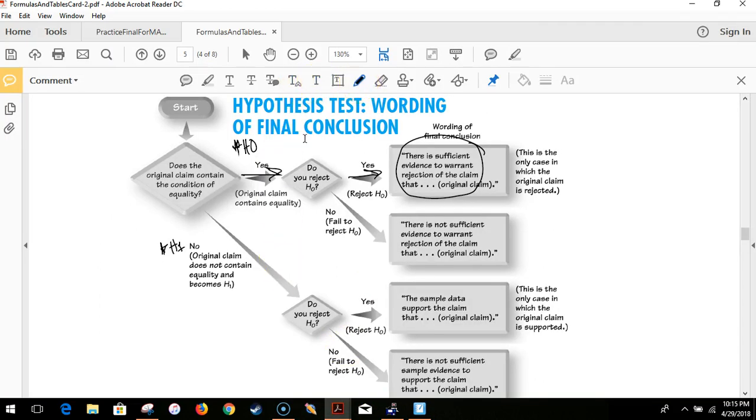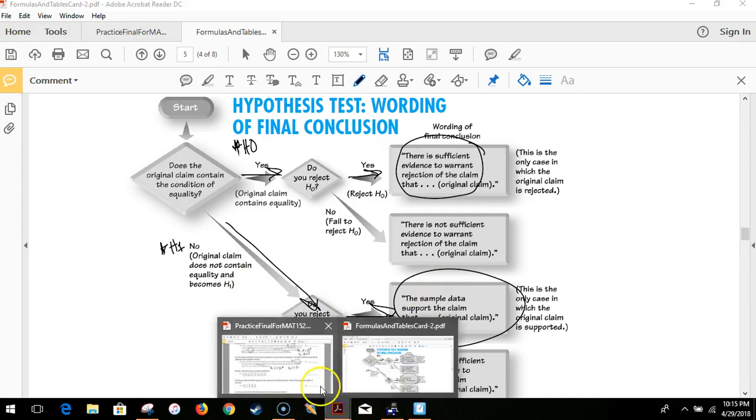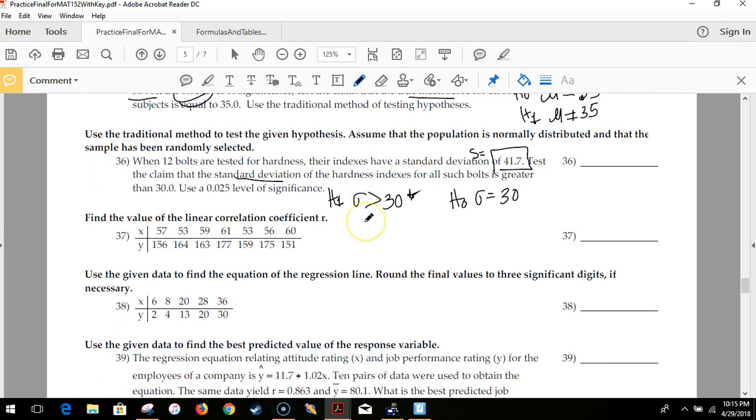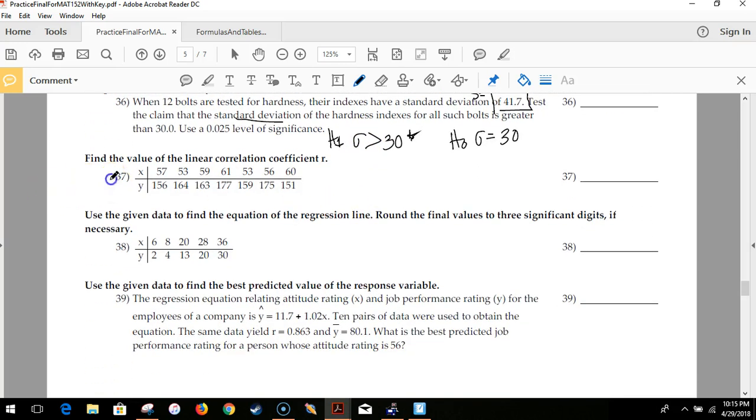So I have now, did the claim contain the equality? No, because my claim was that it was greater than, and did you reject the null? Yes. So the sample data supports the claim. That's what I would have to pick. All that other extra stuff is not going to be on the test for you to choose. You know, you have to calculate it to find the answer, but it won't be there for you to weed out the correct answers. And that's the end of chapter 8. I got 3 from chapter 10.